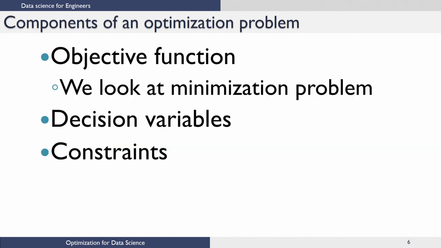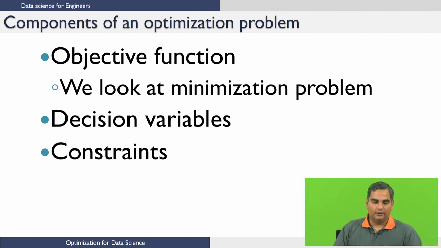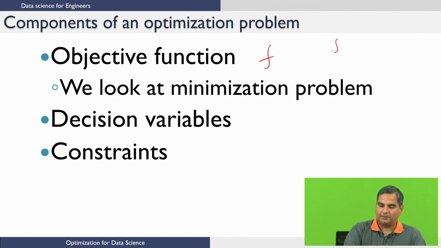So, as we have described in quite some detail till now, an optimization problem has three components. The first component is an objective function f, which we are trying to either maximize or minimize. In general, we talk about minimization problems. This is simply because if I have a maximization problem with f, I can convert it to a minimization problem with minus f. So, without loss of generality, we can look at minimization problems.